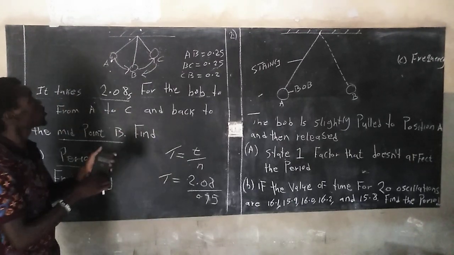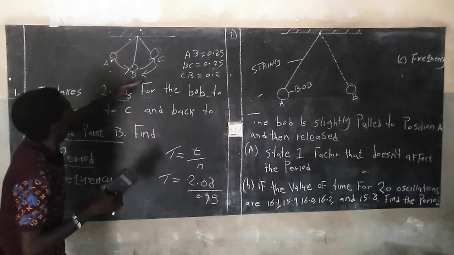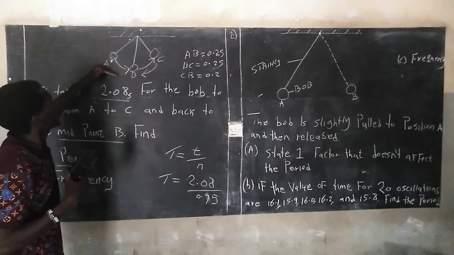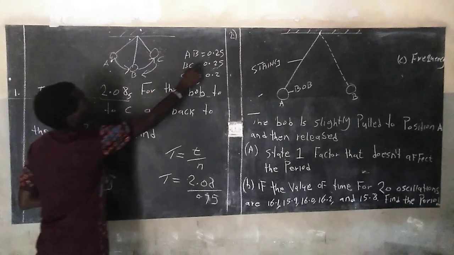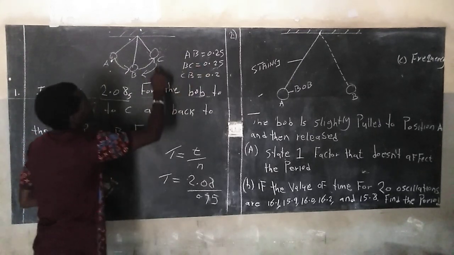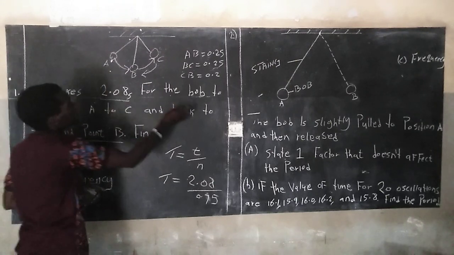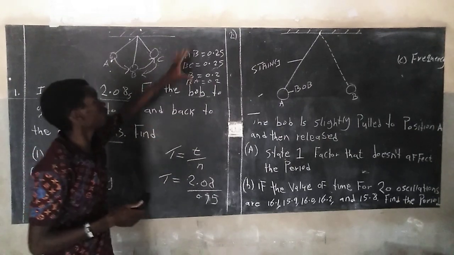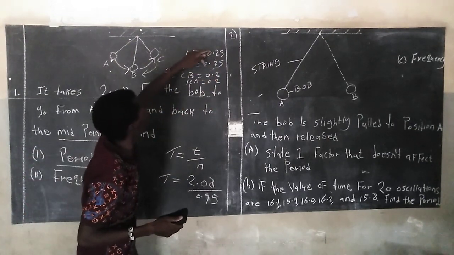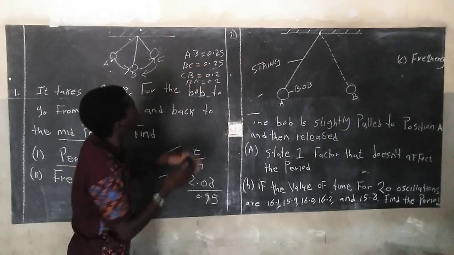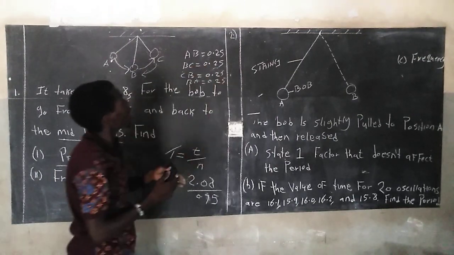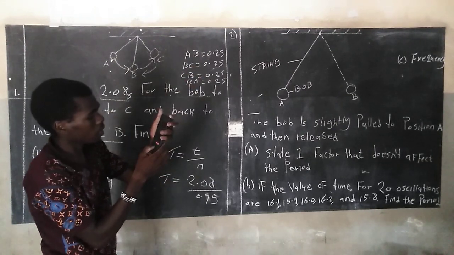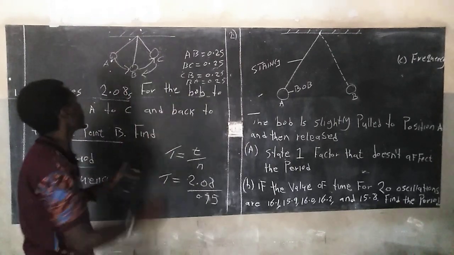Such that here 0.25, here again 0.25. Coming back again, we count here 0.25, here again 0.25. So we said from A to B is 0.25, B to C 0.25, C to B 0.25. What about B to A? B to A is 0.25 again. If you sum these up, 0.25 plus 0.25 plus 0.25 plus 0.25, that is 0.25 times 4, you're going to come up with 1, which is one oscillation.